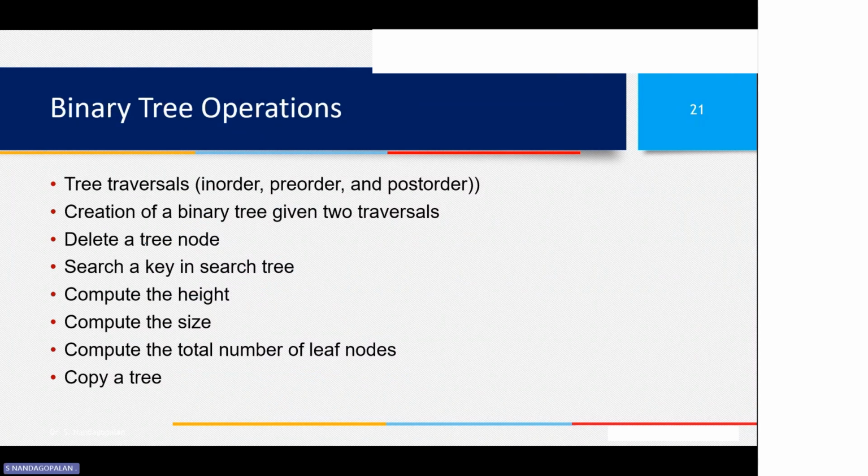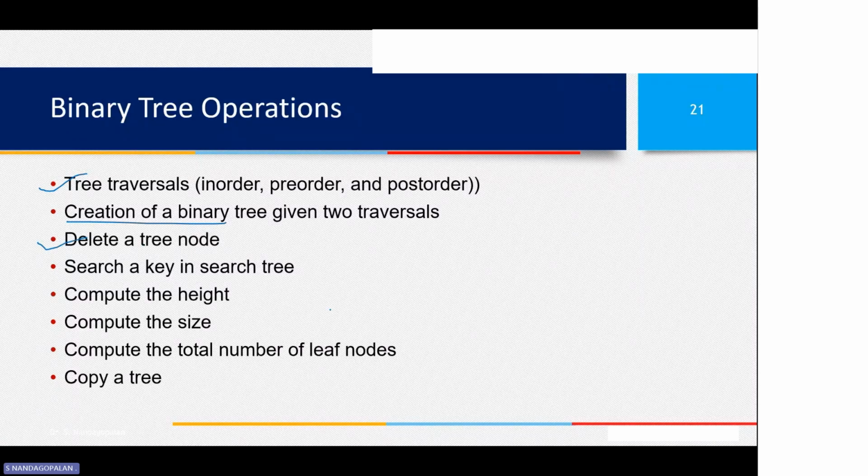There are several operations which can be carried out. Like we have already seen tree traversal, but I'm going to show you with algorithm and also examples how the recursive algorithms work for a specific example. Then, as I said earlier, creation of the tree, given two traversals, pre-order and in-order. We have an algorithm for that. It's a simple logic. Then how do we delete?